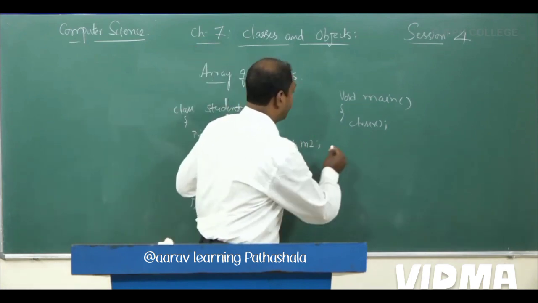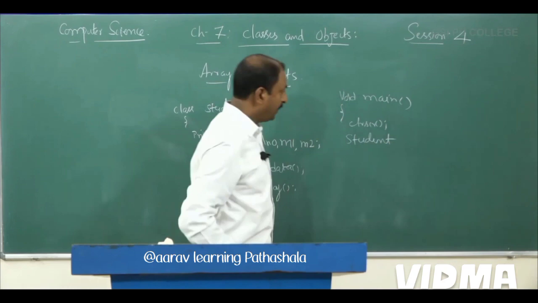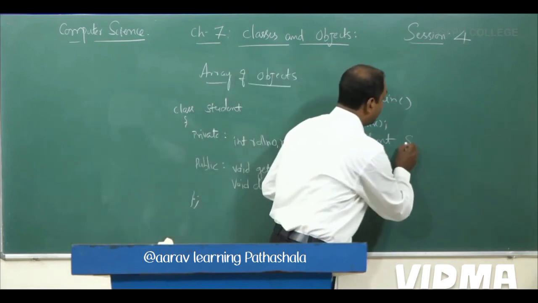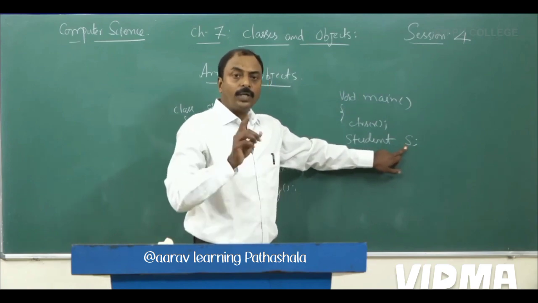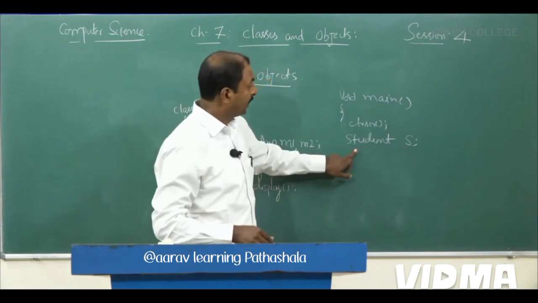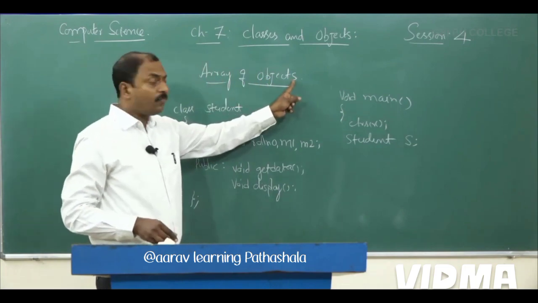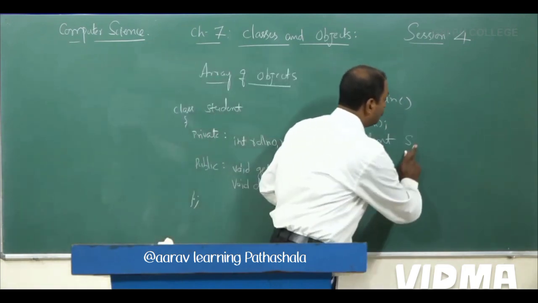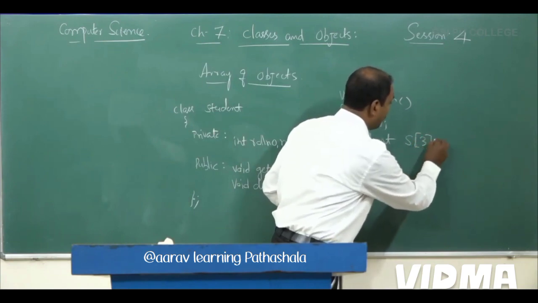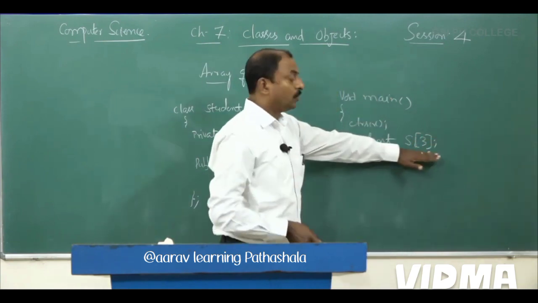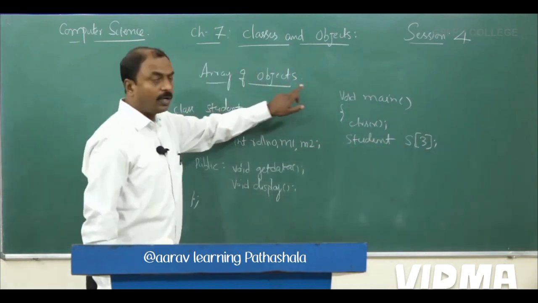In this example, student is the name of the class, and in the previous example we wrote only one name here. So what is the meaning of this? There is only one object of the class student. Suppose I say array of objects, what is the meaning of this? Suppose in the place of this I write s of 3. So what is the meaning of this now? This is the meaning of array of objects.